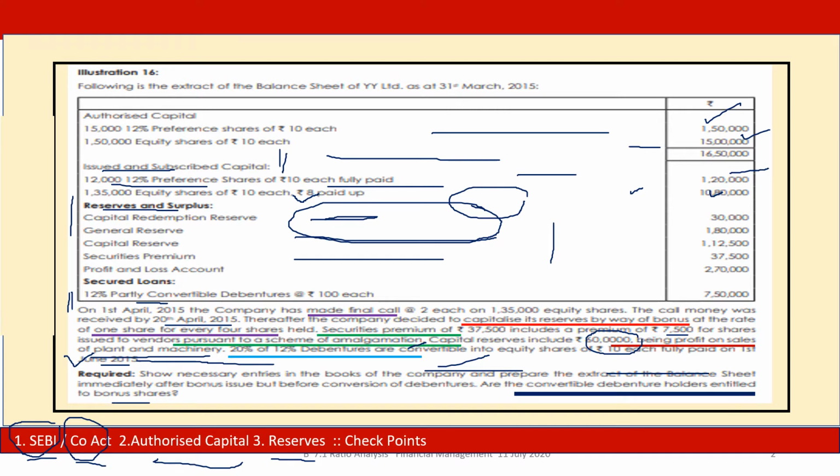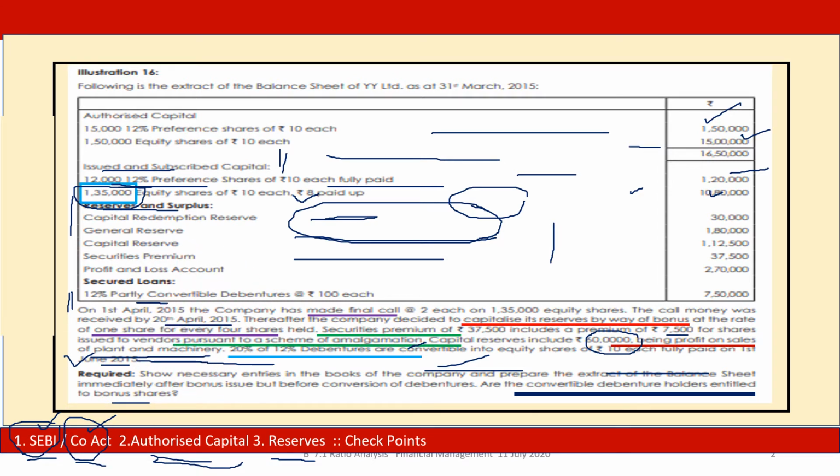The company decided to capitalize reserves by way of bonus. Capitalize means convert reserves into capital. Means when the company issues bonus shares, it doesn't collect money. It is just an accounting entry shifting from one line entry to another line entry. It says for every 4 shares, we will issue 1 bonus share. Here one thing we have to see, we have seen SEBI, we have seen Companies Act. We have to just see when you issue these bonus shares, do you have enough authorized capital to accommodate this? Let us just cross check this now.